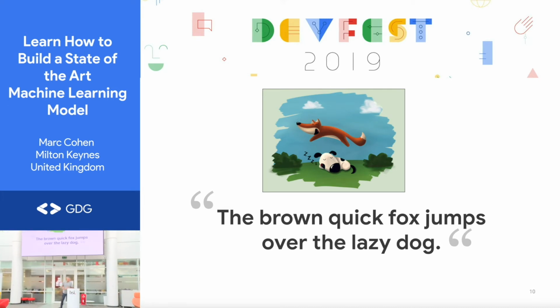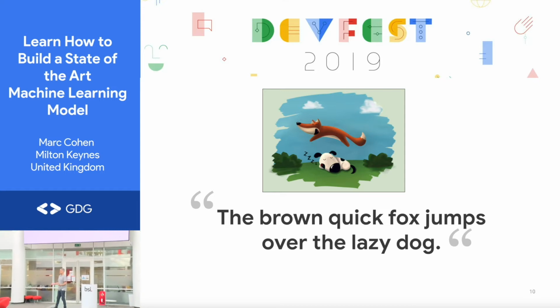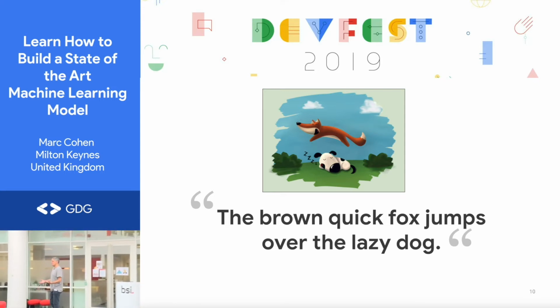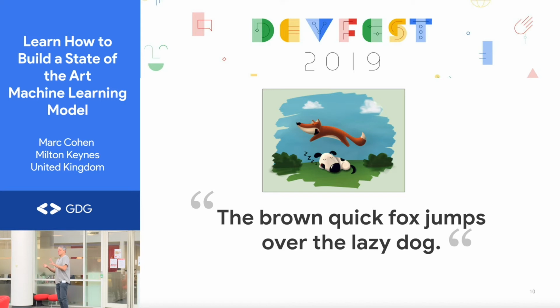So this sentence is famous because it has every letter of all 26 letters of the English alphabet in one sentence, but I've tweaked it. It's usually stated as the quick brown fox, and I made it the brown quick fox. And it's wrong. It just sounds wrong, it's actually grammatically incorrect English.